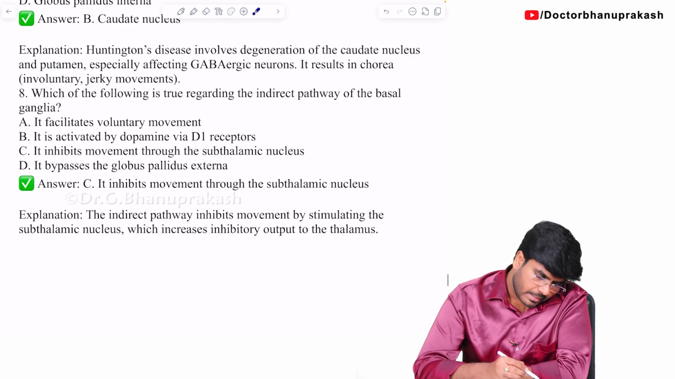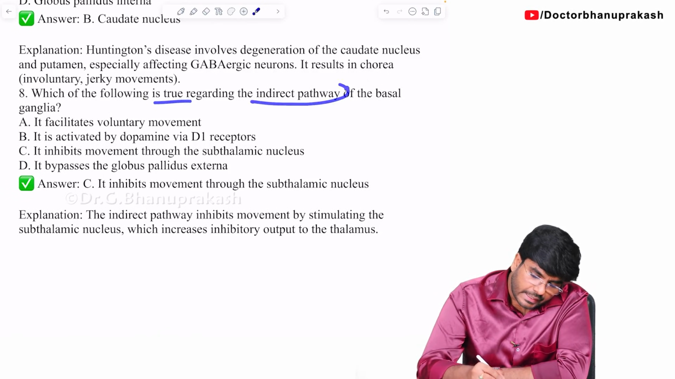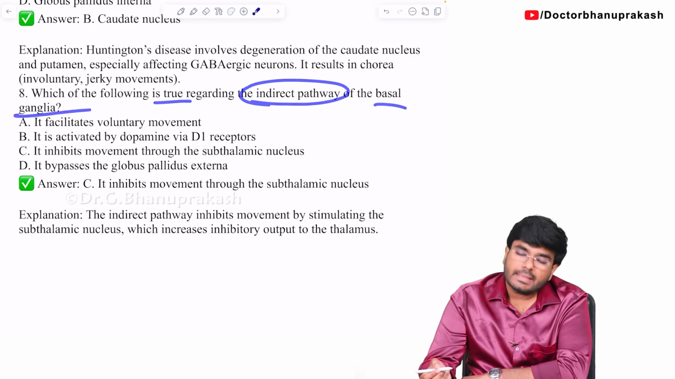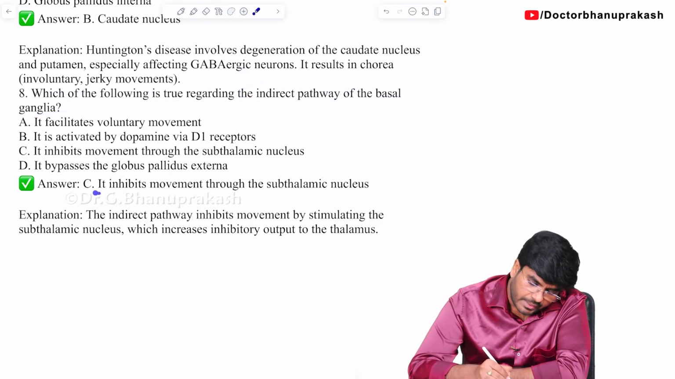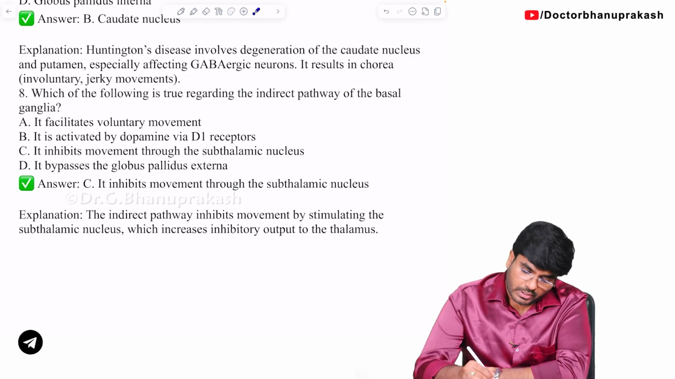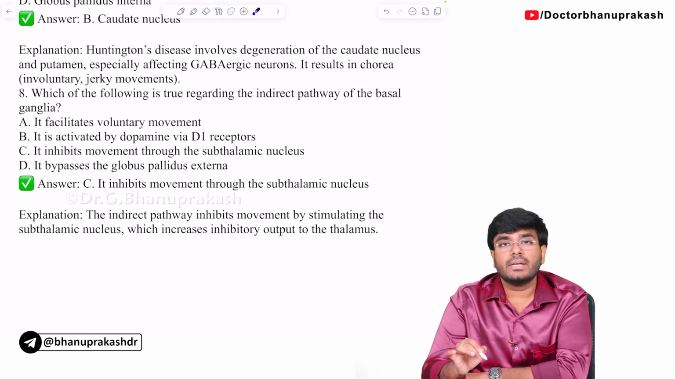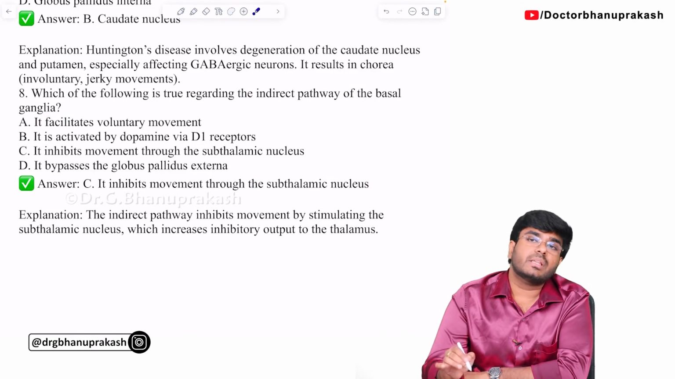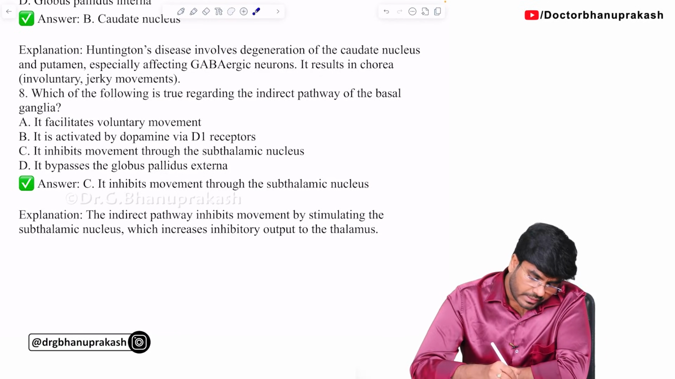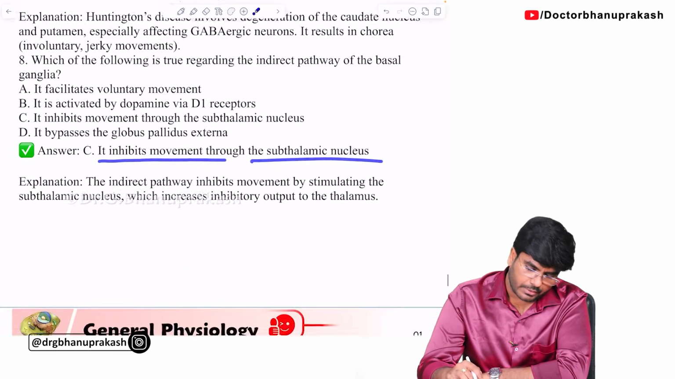Next, which of the following is true regarding the indirect pathway of the basal ganglia? Have I taught you the indirect pathway? It inhibits the movement through the subthalamic nucleus. I have shown you, the subthalamic nucleus will be inhibited, and the motor cortex is inhibited. So it inhibits the movement through the subthalamic nucleus.